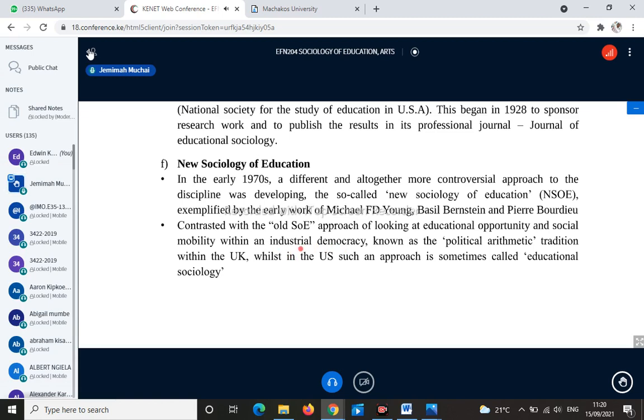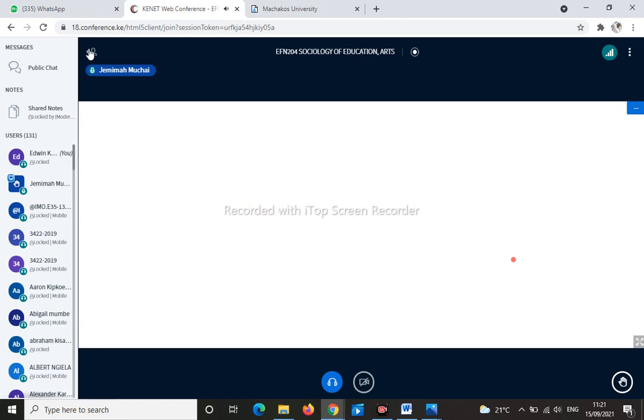That means that industrial democracy was during the Industrial Revolution. So the new approach, that is the new sociology of education, is based on what is happening now in the world. Previously, it was because of the Industrial Revolution, whereby most people were moving from the rural areas to the urban areas. Today, we see even the rural areas are well developed, and therefore there is the need for the new sociology of education.